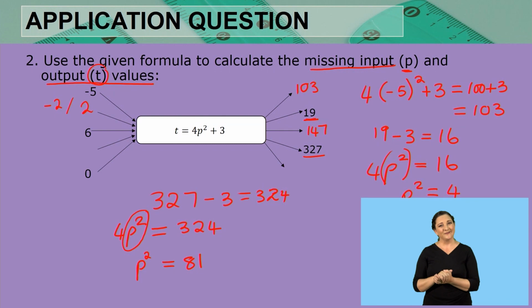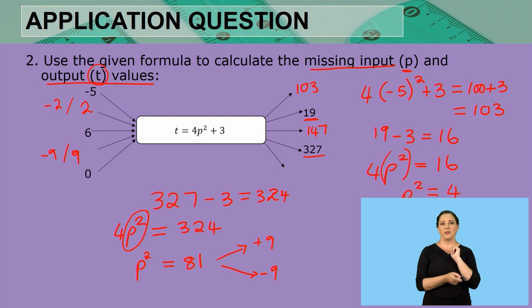So that means that a certain number squared is equals to 81. What is that number? Yes, it is either a positive 9 or a negative 9. Again, we have 2 possibilities here, and our input value can either be a negative 9 or a positive 9.